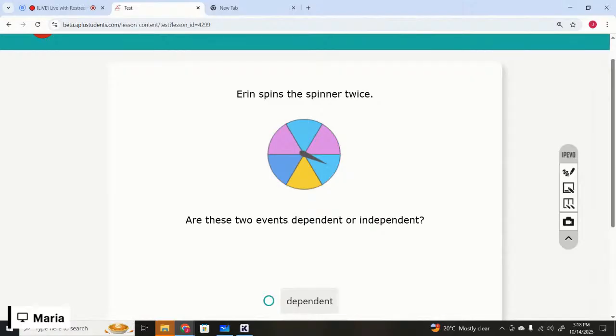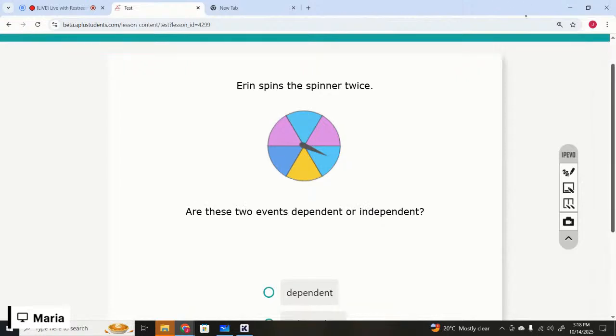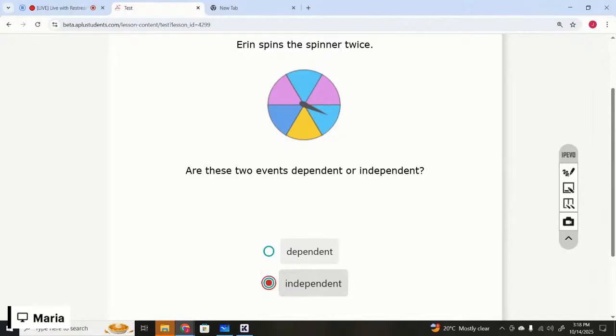Aaron spins the spinner twice. Are these two events dependent or independent? Spinner and coin, they are always the independent events.